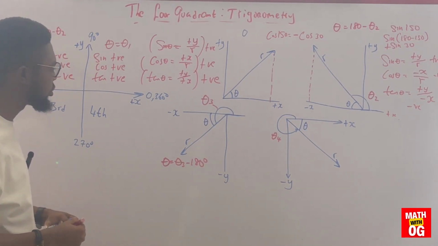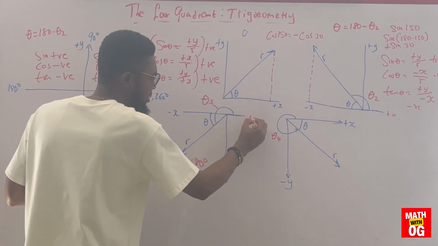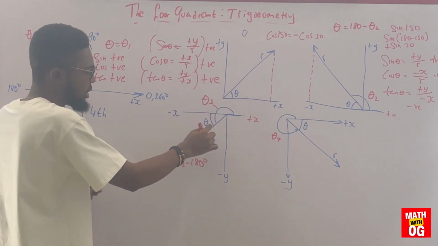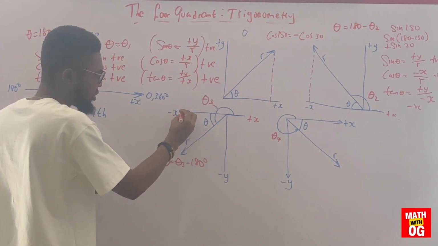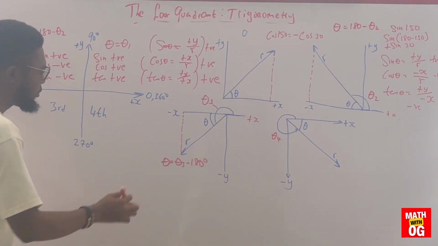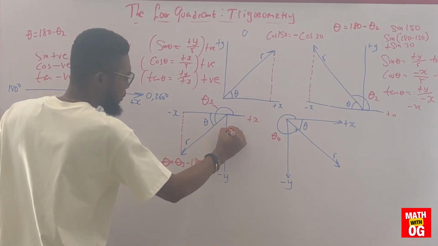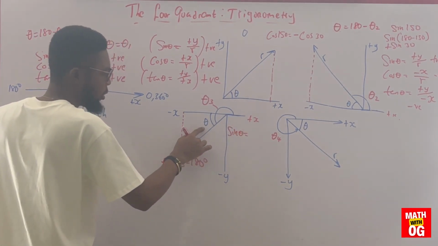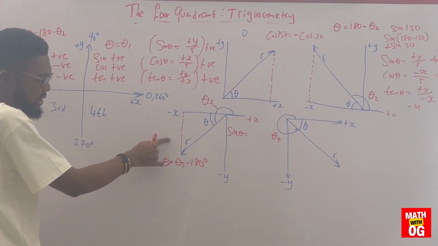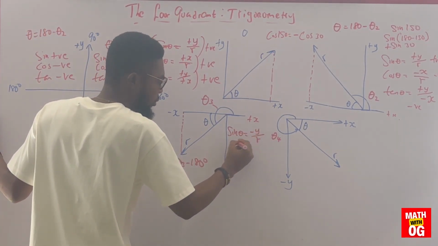Now let's move on to the third quadrant. For a third quadrant, starting from the positive x-axis down to here, you have what we call theta 3. Then from here to here is the theta we are considering, because we always form the angle with the x-axis. Now, what will be our sin theta in this case? My sin theta will be equal to opposite, negative y in this case. Opposite is negative y over hypotenuse, negative y over r.